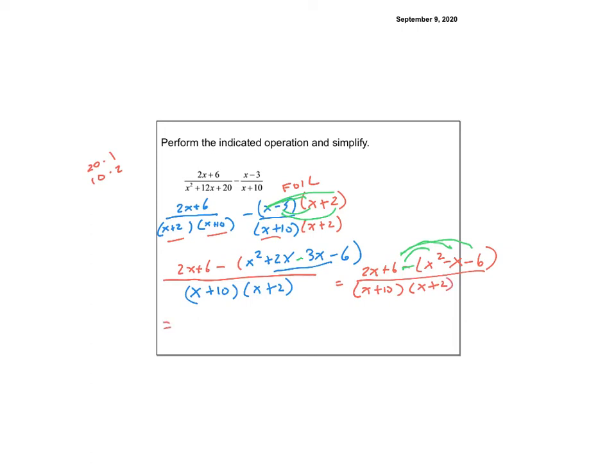So when I do so, I have up here 2x plus 6, that does not change. Distribute the minus sign through, I get a minus x squared. A minus times a minus x gives me a plus x. And then a minus times a minus 6 gives me a plus 6.